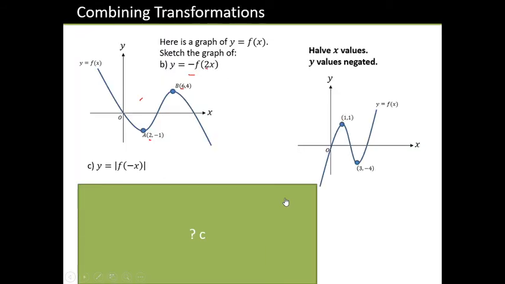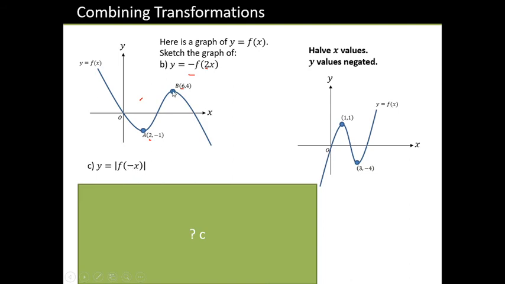Now if we have a look at the modulus of f of negative x, what should we do first here? Work from the inside of the function out. So start by considering what f of negative x would look like, which of course is going to be all the x coordinates changed to the negative of an x. So this will become a reflection in the y-axis, as the x inputs have all been swapped around.